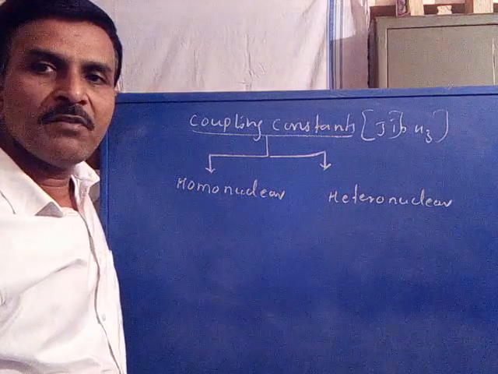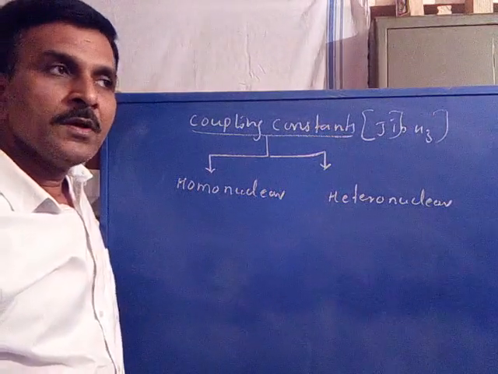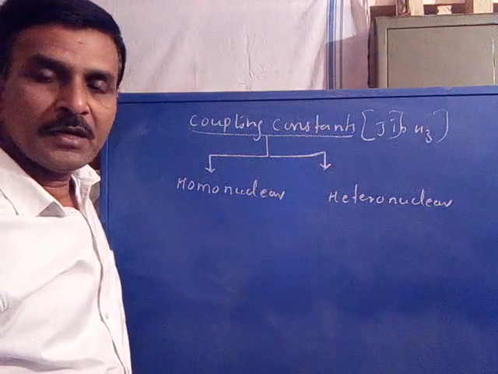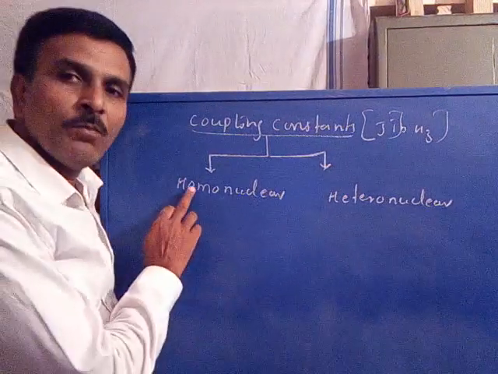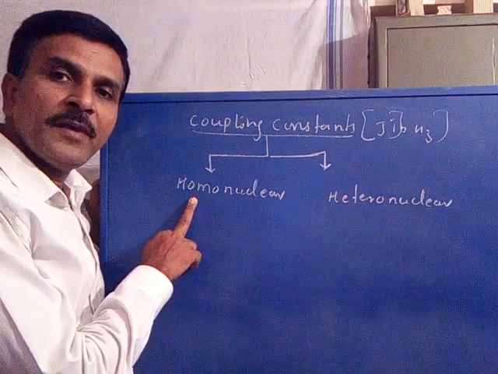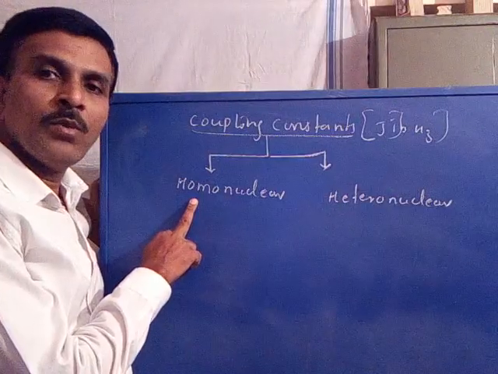There are two types of coupling interactions possible for phosphorus, which include homonuclear coupling as well as heteronuclear coupling. Now coming to homonuclear coupling. The coupling interaction between spin active nuclei belonging to similar atoms is called homonuclear coupling.